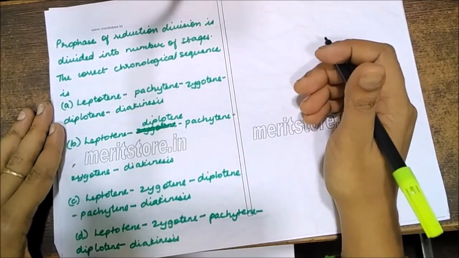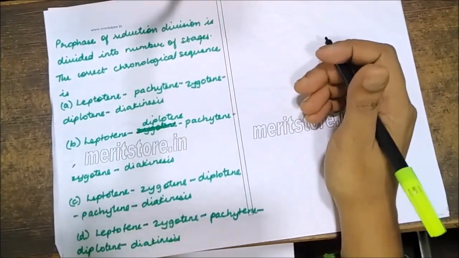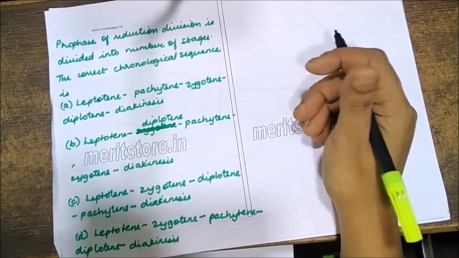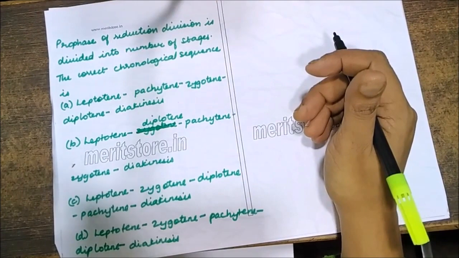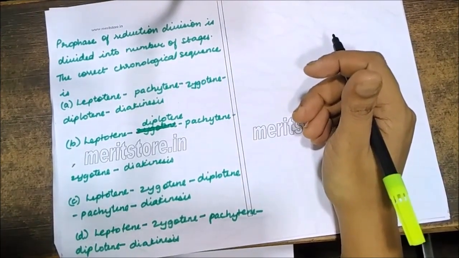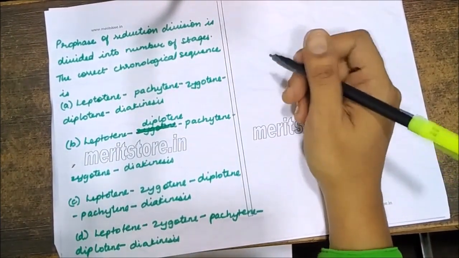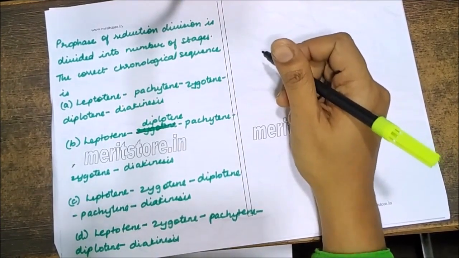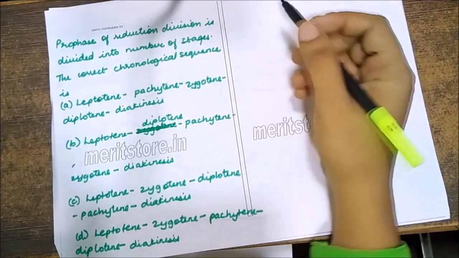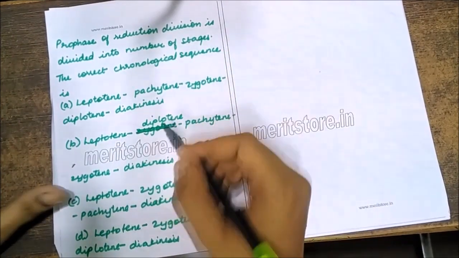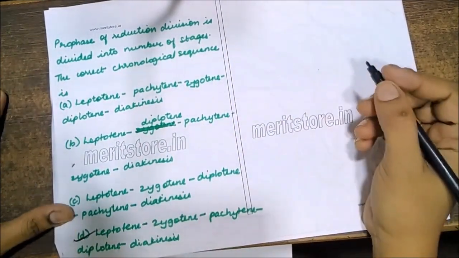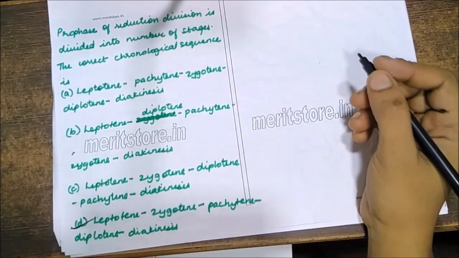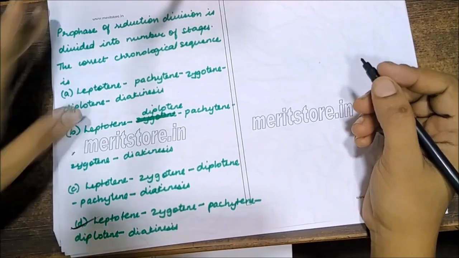prophase of reductional division is divided into a number of stages. The correct chronological sequence is, so the correct option, the different stages of prophase is leptotene, then zygotene, then pachytene, diplotene, and then diakinesis. Alright, next.